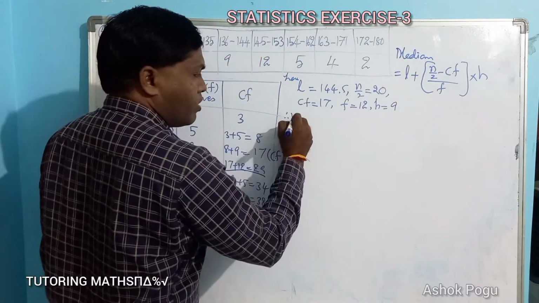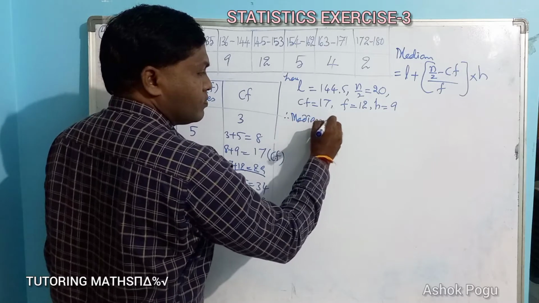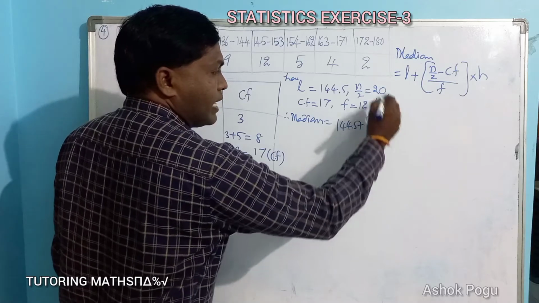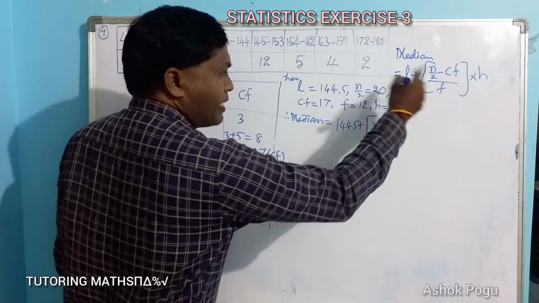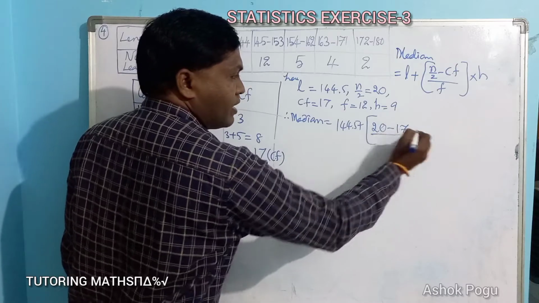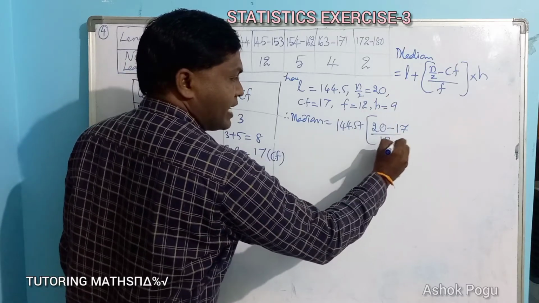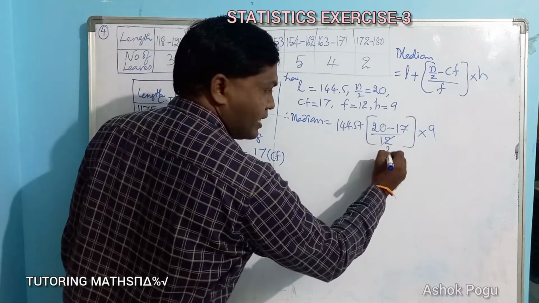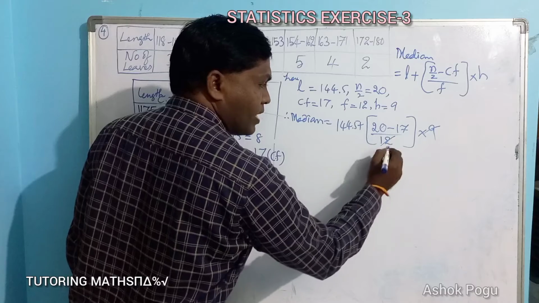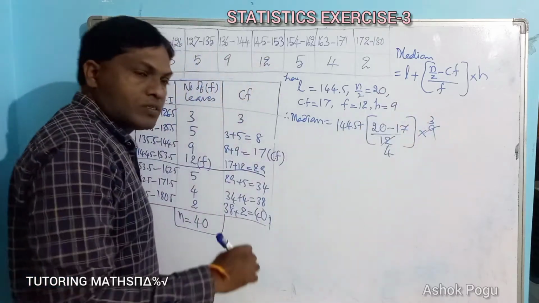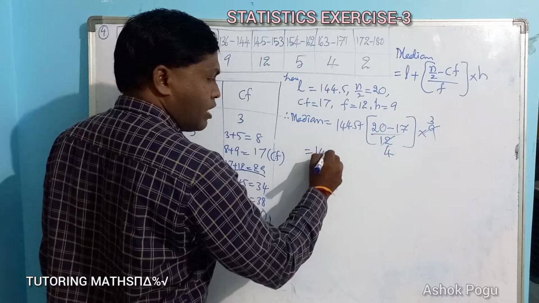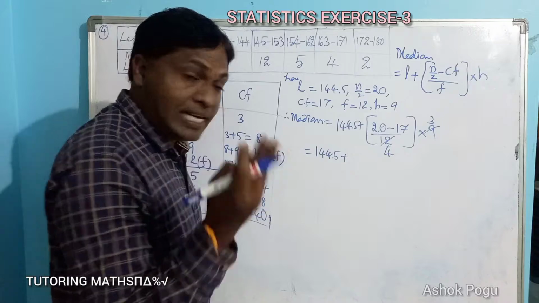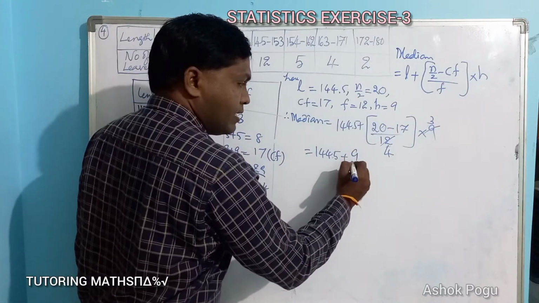Let us substitute. Therefore median is equal to L, 144.5, plus n by 2, that is 20, minus cumulative frequency 17, divided by small f, that is the median class frequency 12, into height 9. We just cancel by the 3 table: 3 4s are 12 and 3 3s are 9. Now what is left, you just take it down: 144.5 plus 20 minus 17 gives 3, and 3 3s are 9 by 4.